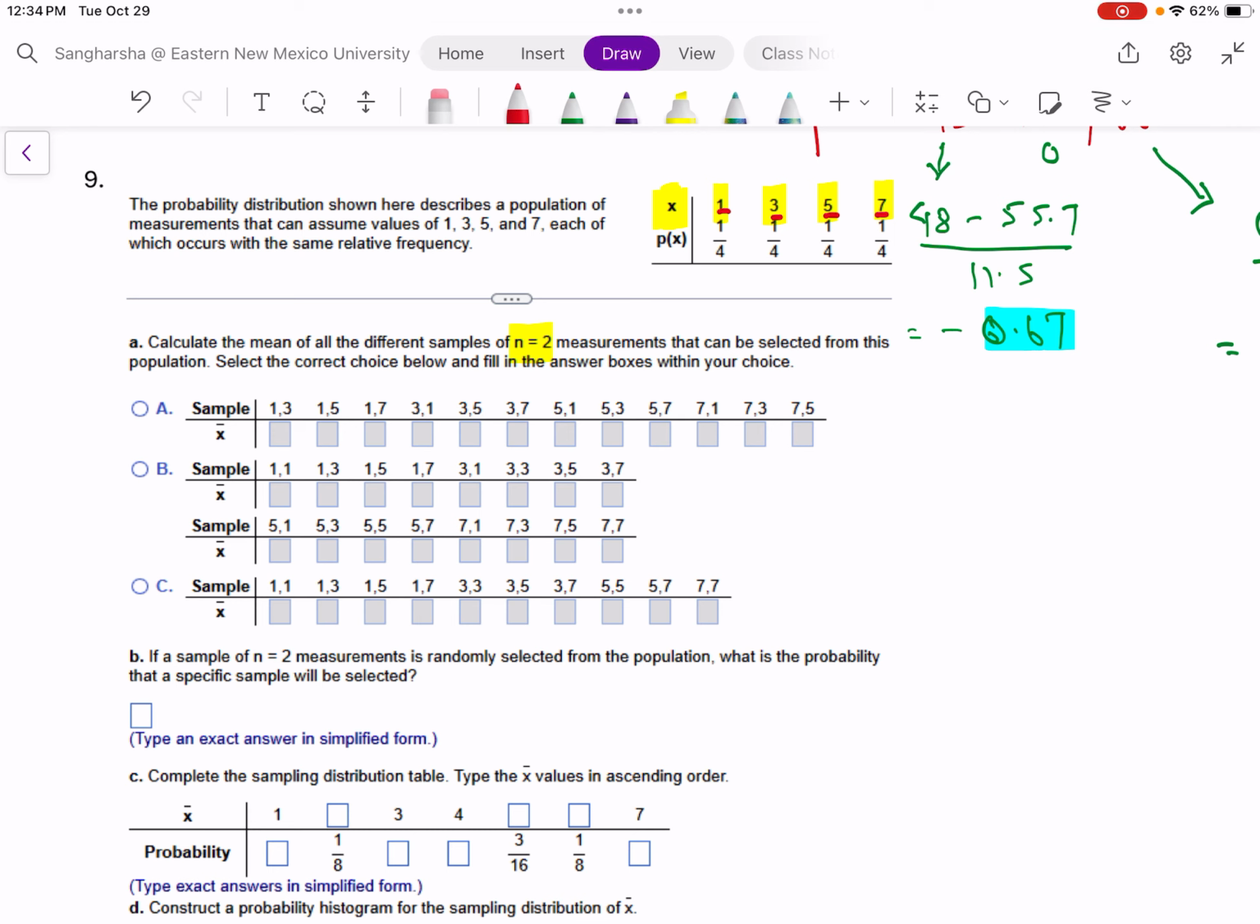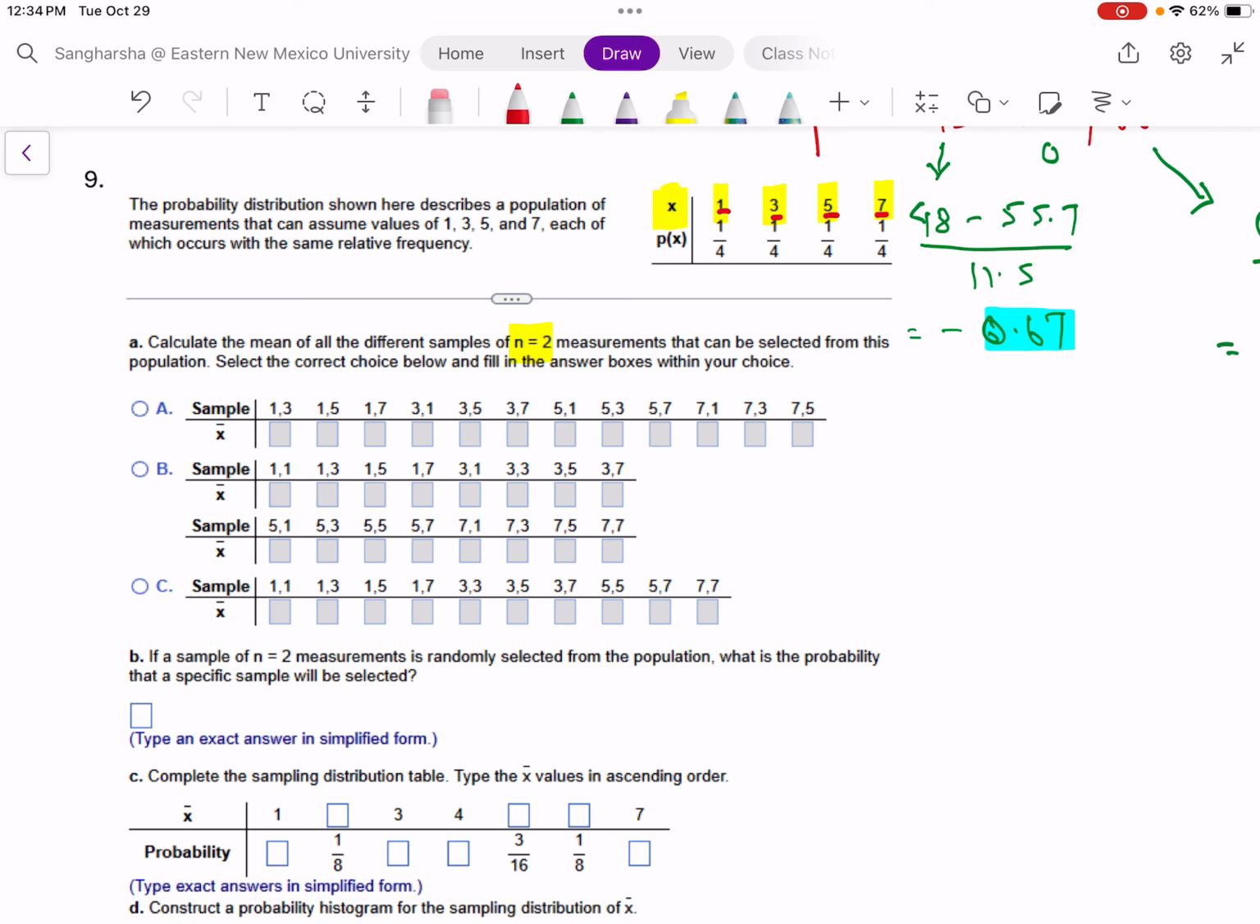So you can have 1, 1, right? You can select 1 two times. So you can select 1, 3, 1, 5, 1, 7, okay, 3, 3, 3, 5, 3, 7, or 3, 1. You can select 5, 1, 5, 3, 5, 5, or 5, 7. And you can select 7, 1, 7, 3, 7, 5, or 7, 7. And which option is the correct one? A, B, C. Is it A or B? It should be B.